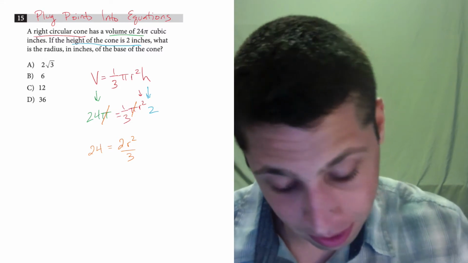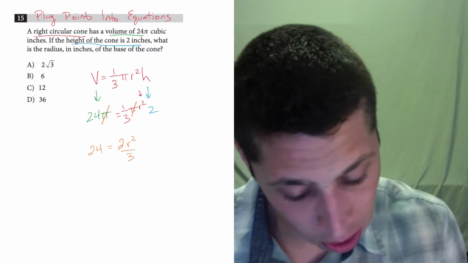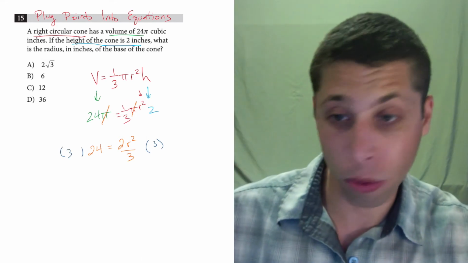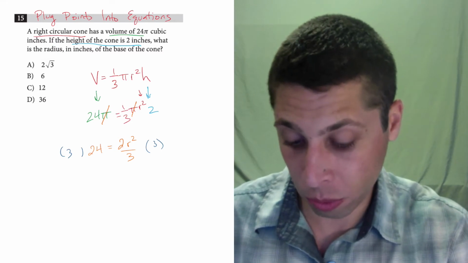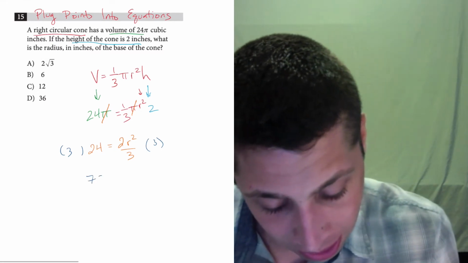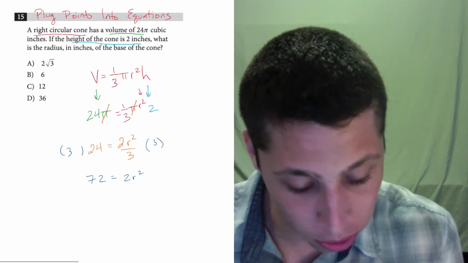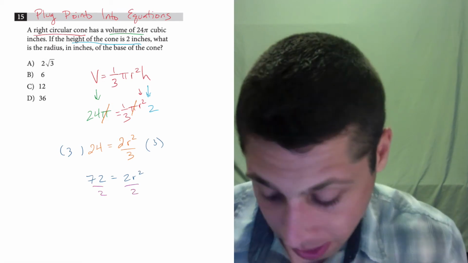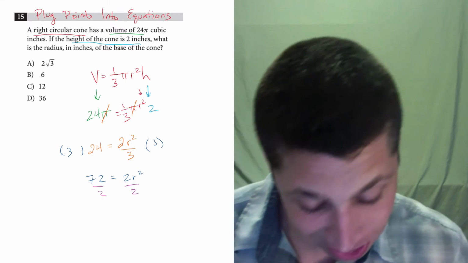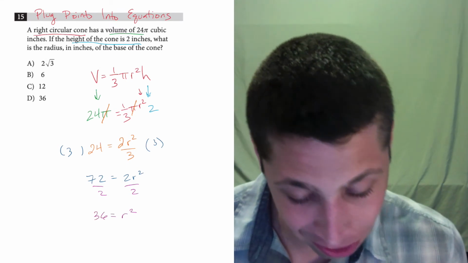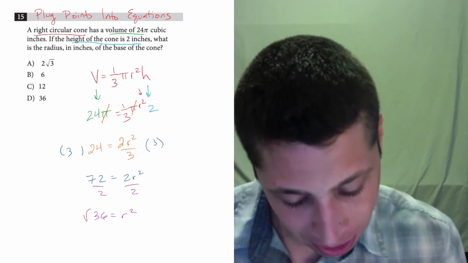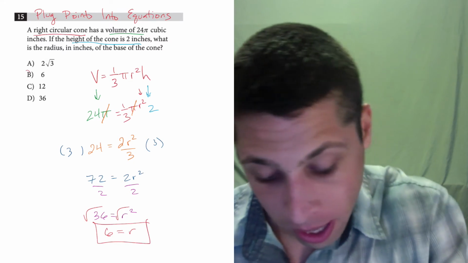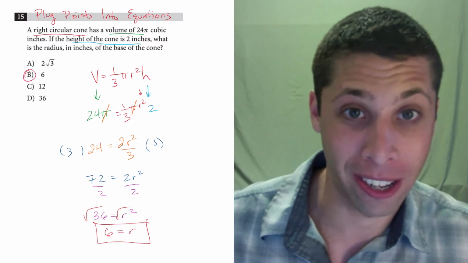And now let's start solving for the r. So we multiply both sides by 3. We have a calculator. No reason not to do this in the calculator. 24 times 3 is 72, which is equal to 2r squared. Let's divide by 2. And we get, do that in the calculator too if we need to, 36 equals r squared. And then take the square root of both sides to get that 6 is equal to r. And that is choice B, which is our answer.